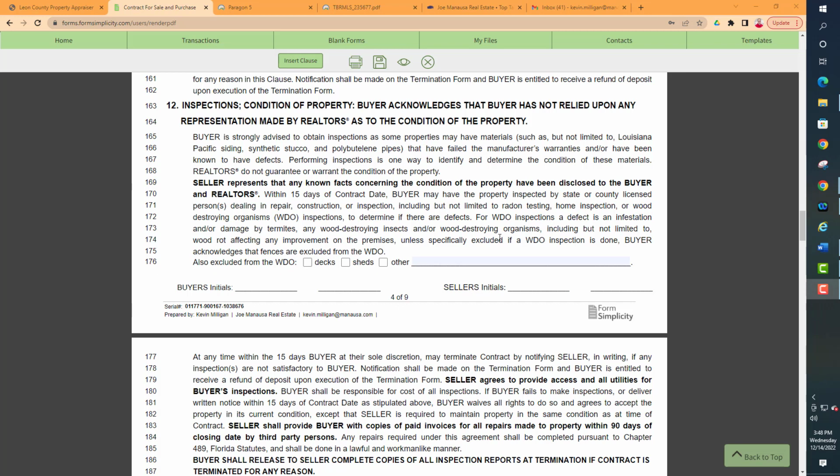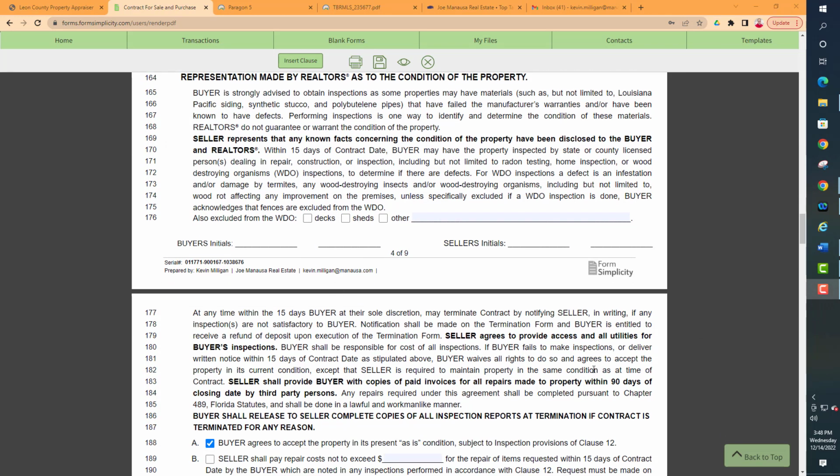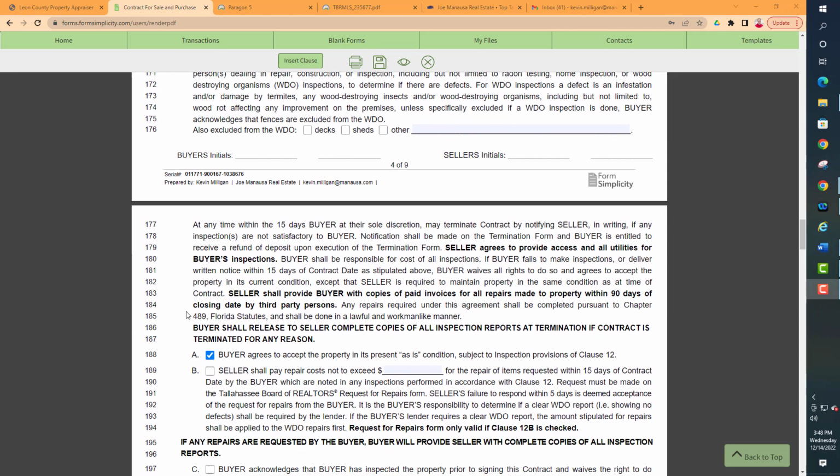Okay, just like all the other sections in this contract, you need to pay special attention to what is in bold. I'm going to zoom on down here to lines 186 through 187. Buyer shall release to seller complete copies of all inspection reports at termination of contract if terminated for any reason.